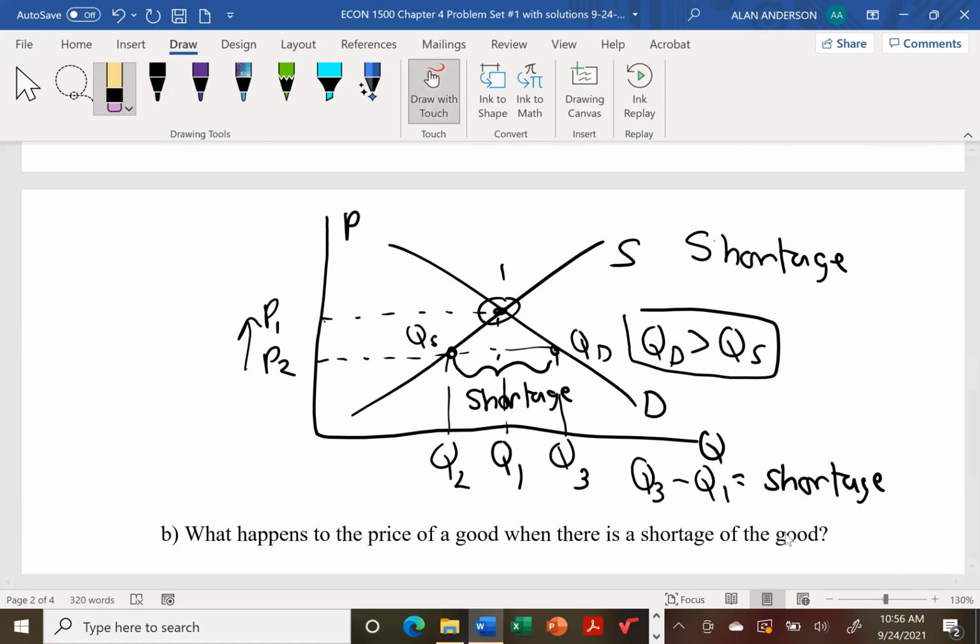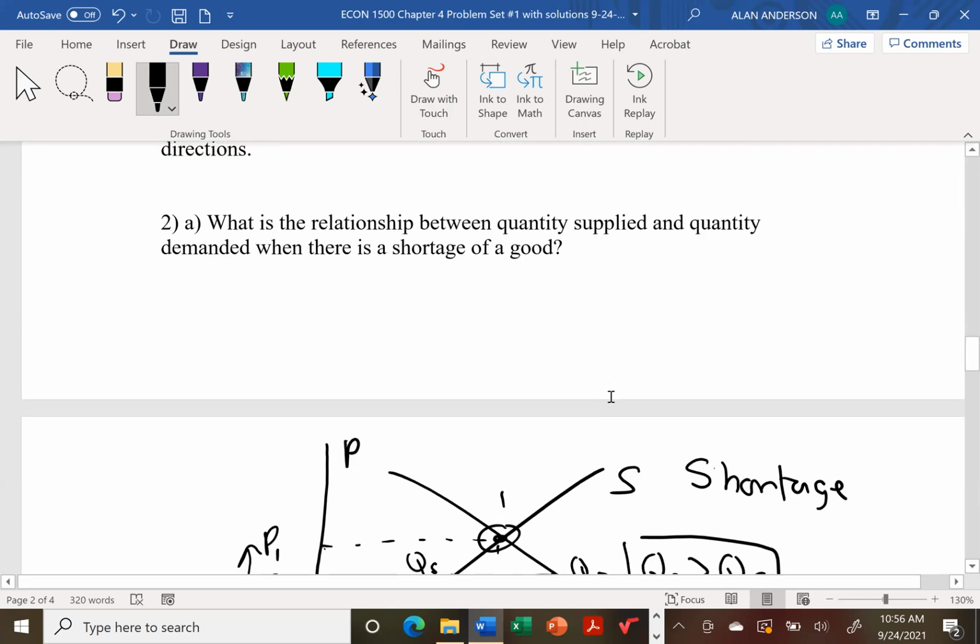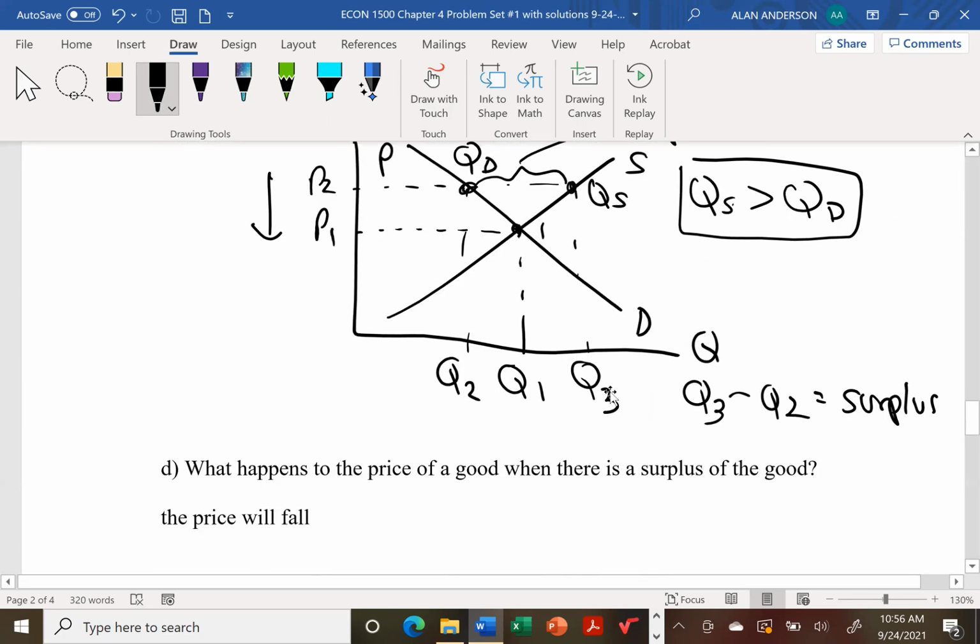Oh, I just realized this is not right. Q3 minus Q2 is the shorter, sorry. Okay, let me just make sure I didn't do that wrong, the other one. Yeah, this one is fine.